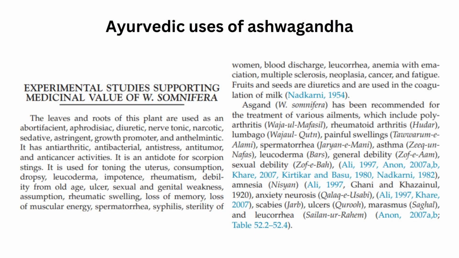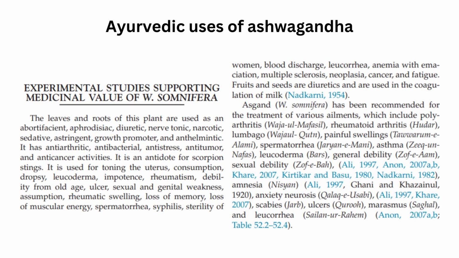This is another paper on the use of ashwagandha. It mentions the same uses with a few extra ones, like the fact that ashwagandha is used to treat syphilis, sterility in women, blood discharge, enema with emaciation, multiple sclerosis, neoplasia, cancer, and fatigue. The fruits and seeds are diuretic and used in the coagulation of milk.